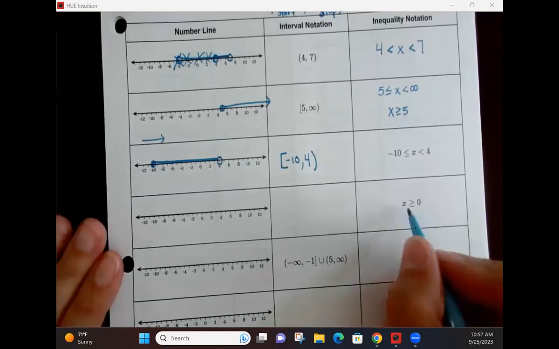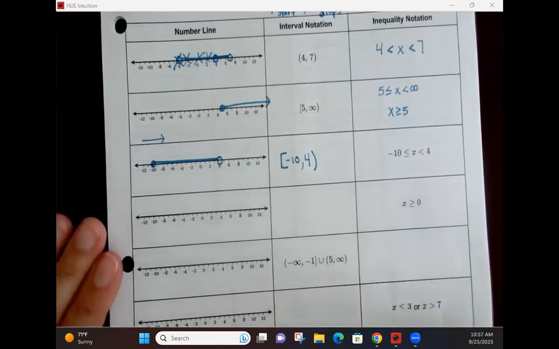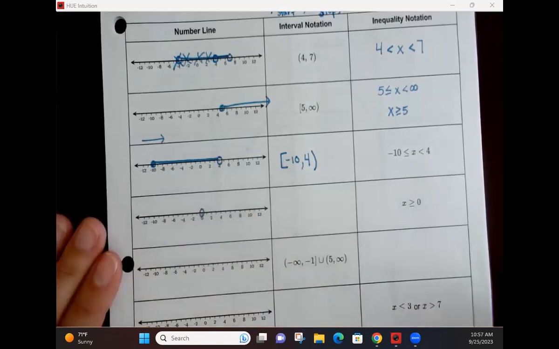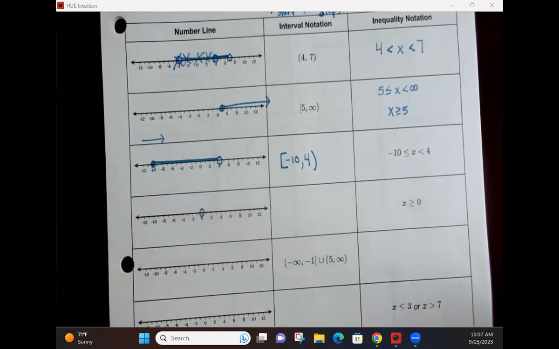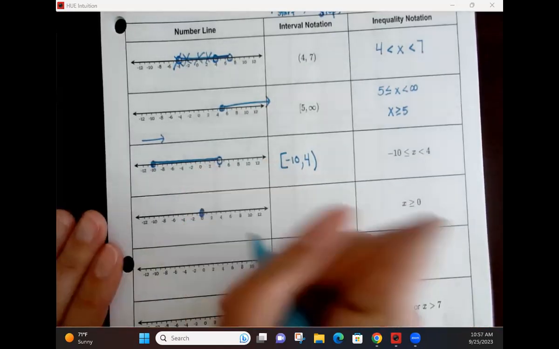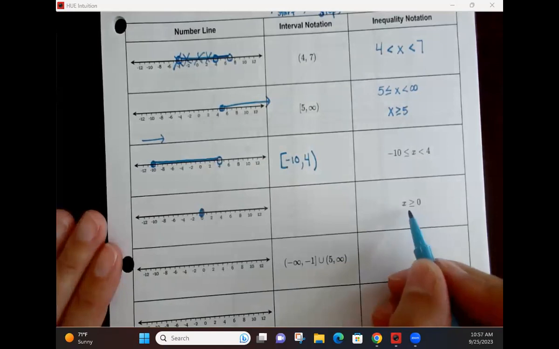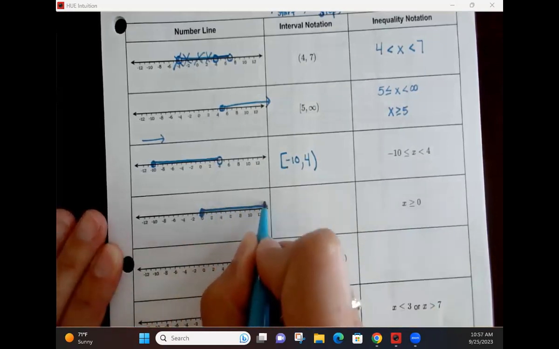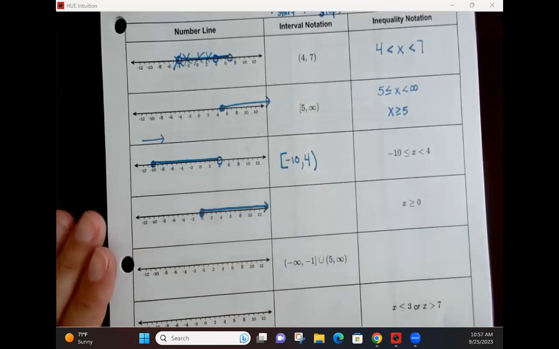For our next example, x values that are greater than or equal to 0. So I'm going to go to 0. What kind of circle will we put at 0? A closed one, because we're equal to. And then I want all x values greater than, so I'm shading everything greater than 0, all the numbers bigger than 0.